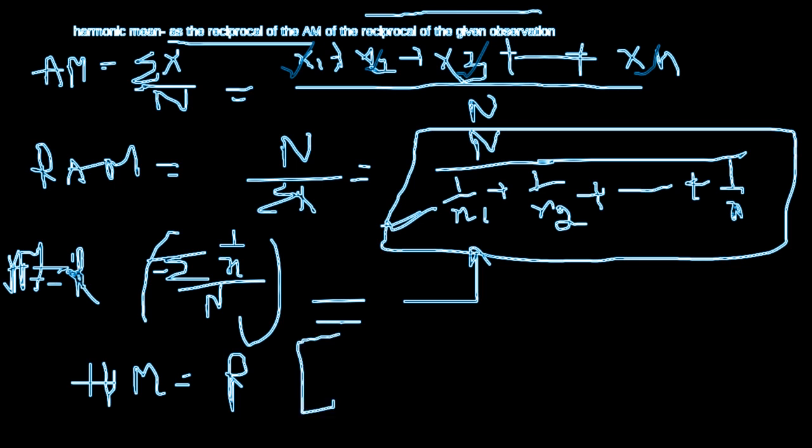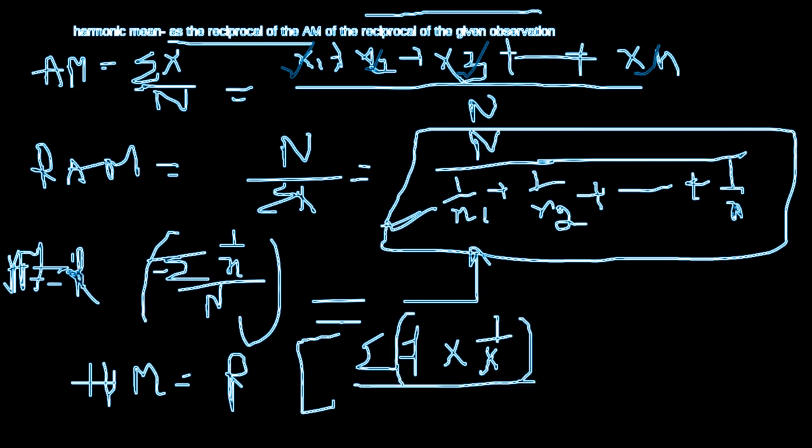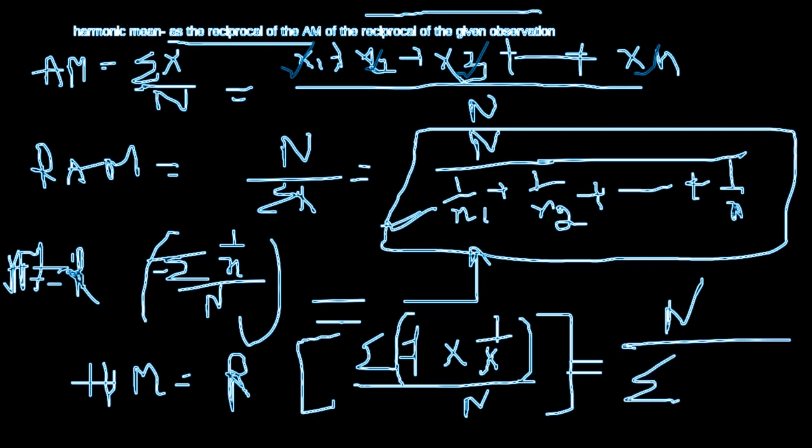reciprocal. So what will happen? Sigma of frequency into the reciprocal of the observation, that is 1 by x, whole upon n. Or in other terms, this is written as n upon sigma f upon x. Understood? This will be your harmonic mean for the discrete data.